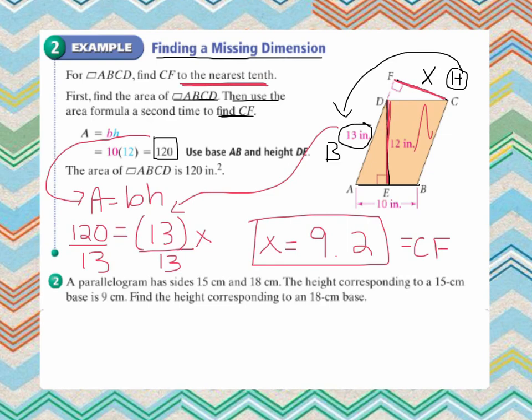Okay, so notice that with this one we didn't have to just find the area, but we had to use the area to find out another missing altitude or a missing height. And now I'd like you to try this number 2 on your own. It's the same type of problem that we did for the example.